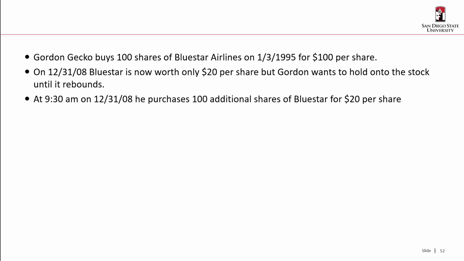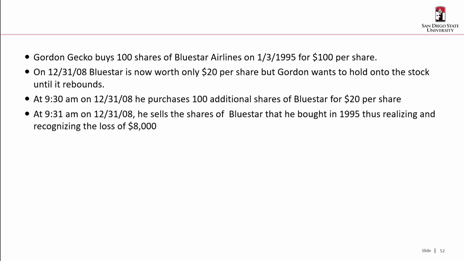At 9:30 a.m. on the last day of 2008, he purchases 100 additional shares at $20 a share. 1 minute later, he sells those initial shares that he bought at $100. As a result, he realizes and, of course, wants to recognize the loss of $8,000, right? So that's the $80 per share that the stock has gone down in price.